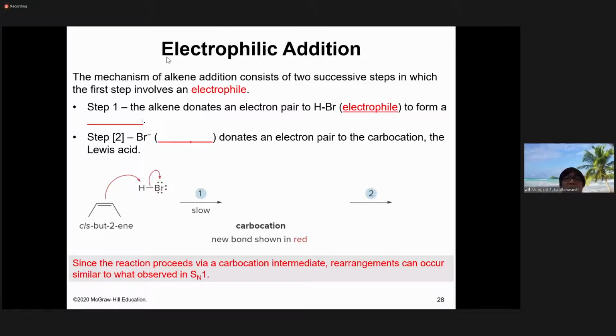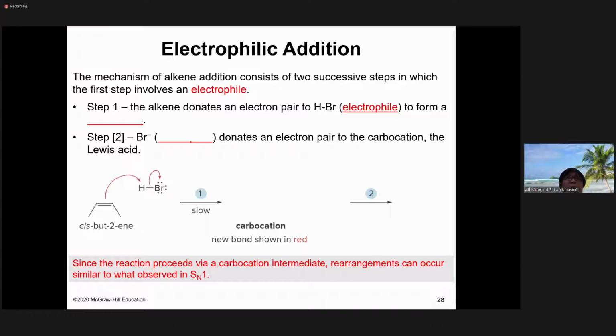And we call this an electrophilic addition because it starts with the addition of the electrophile. For this reagent, hydrogen and bromine, which part of the molecule will act as an electrophile? Can you tell? Hydrogen or bromine? Hydrogen, right?